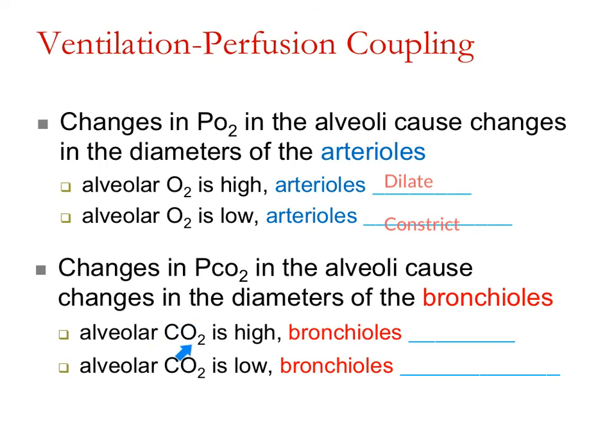So if you have good blood flow, you want good airflow, so your bronchioles will do what? Dilate. Of course, another converse is also easy. If CO2 levels in the alveoli are low, that means there's low blood flow bringing CO2 to the air, so your bronchioles will want to constrict.